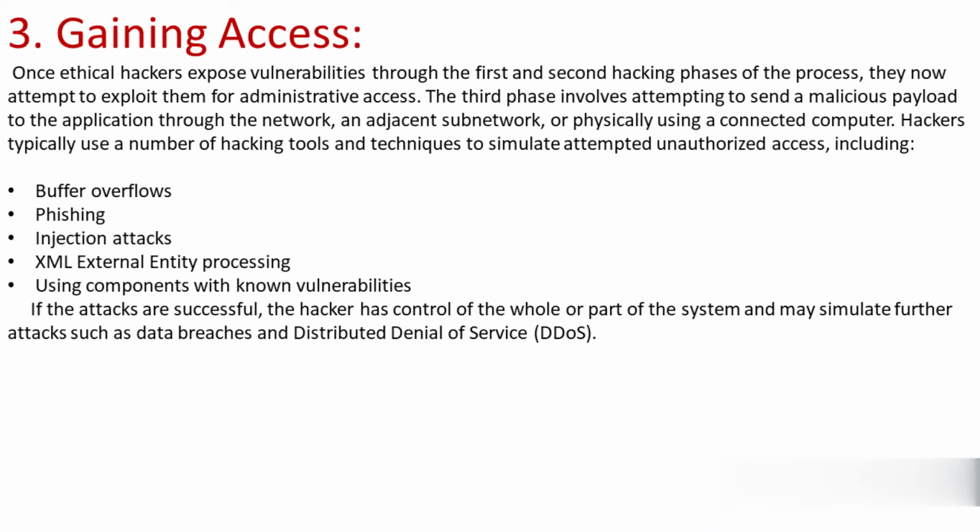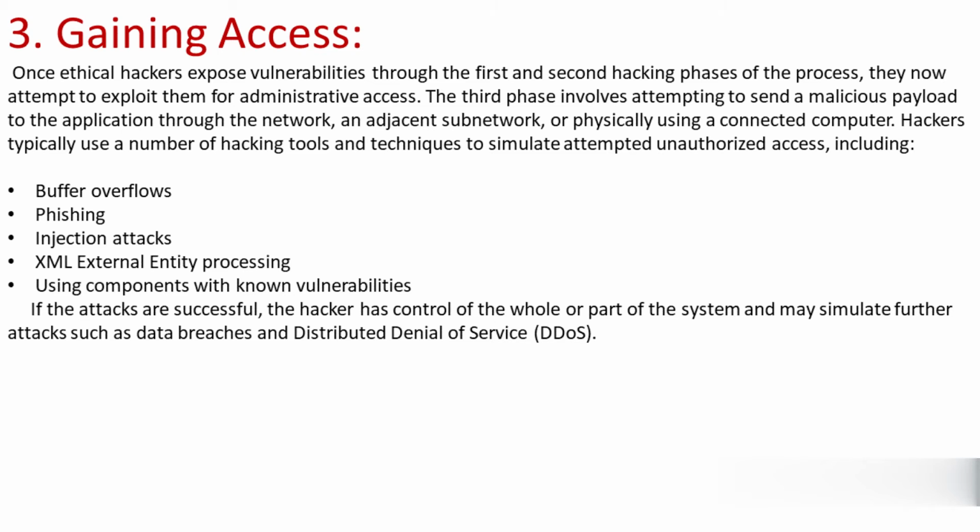3. Gaining access. Once ethical hackers expose vulnerabilities through the first and second hacking phases of the process, they now attempt to exploit them for administrative access. The third phase involves attempting to send a malicious payload to the application through the network, an adjacent subnetwork, or physically using a connected computer.